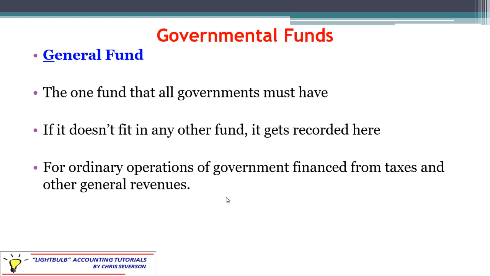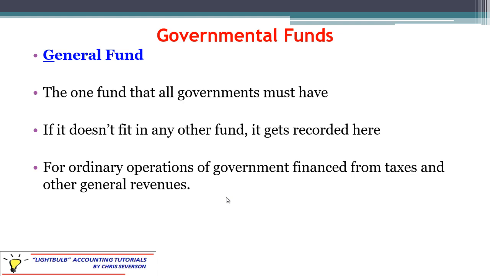So now let's take a look at each of those types of funds. The GRASP funds, the governmental funds. The general fund is the fund that all governments must have. It's kind of the catch-all. If it doesn't fit specifically into another fund, you record it here instead. This is just the ordinary operations of the government. It's when you have the resources coming in from taxes or other general revenues that are not tied to any specific project.